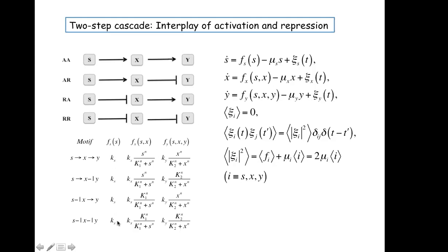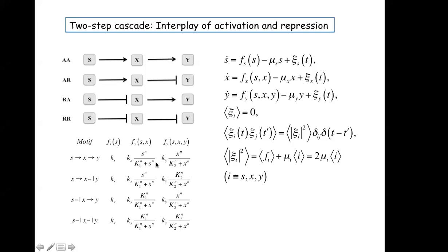These are the explicit forms of the functions Fs, Fx, and Fy. Now we see that it's a linear synthesis and degradation for S, but for X and Y we have a complicated structure. We have this K function because S is getting bound to X to activate it. In some processes, S is bound to X to deactivate it. And these N terms come in because of the Hill coefficient.